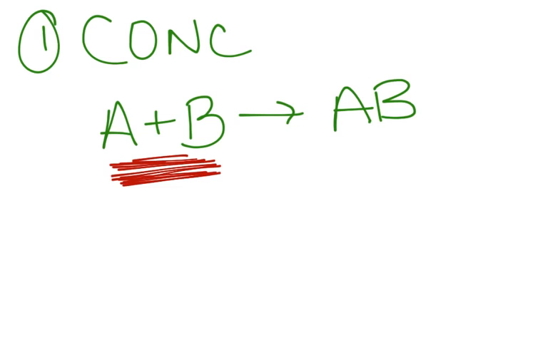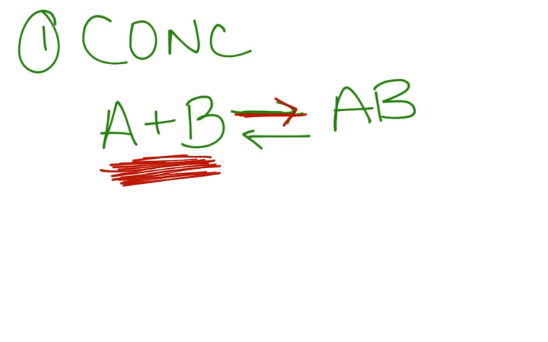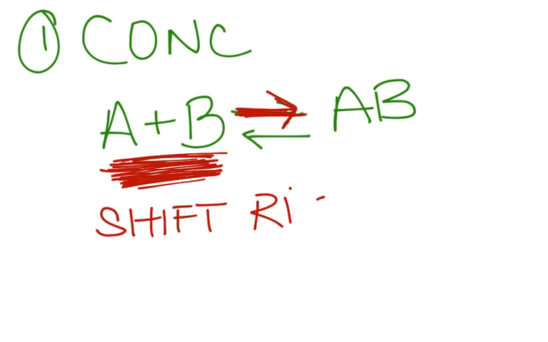Did you like that? I gave you time to answer. Here's what's going to happen. If I put more of this stuff in, then my forward reaction right here is going to have to speed up. To maintain equilibrium, I have got to have all of this A and B combining to make AB. I have to speed this up to get rid of all this extra that I'm dumping in there. That's called a shift right.